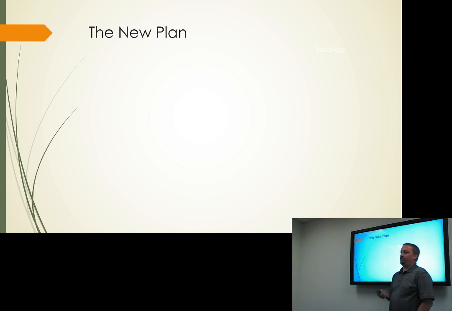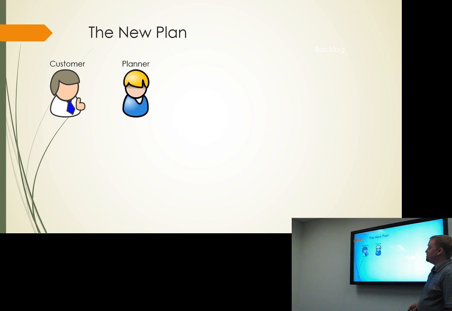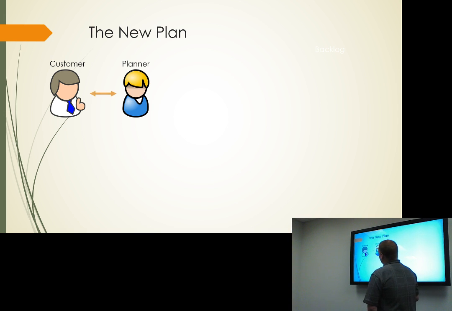So, now that we've learned the 4 values of Agile, I'm not going to get into the 12 principles because that's a really long talk. But I am going to take those principles and put them into a plan. So this is a new plan of how you build your applications. First, you're going to have some sort of planner, a customer and a planner.